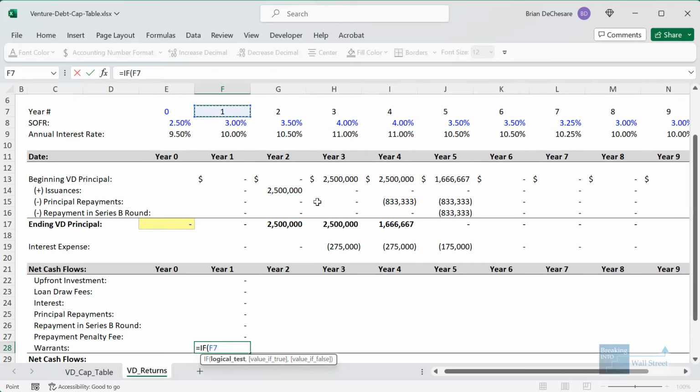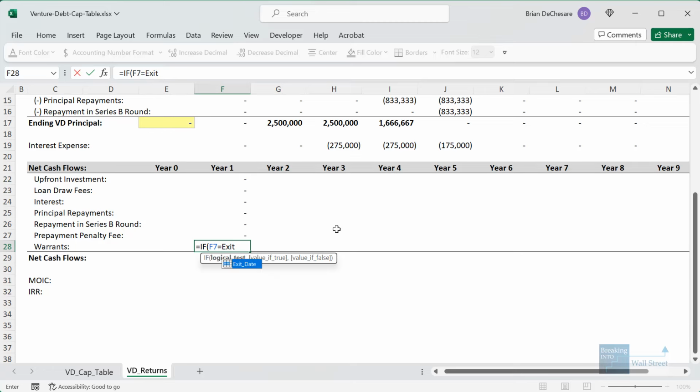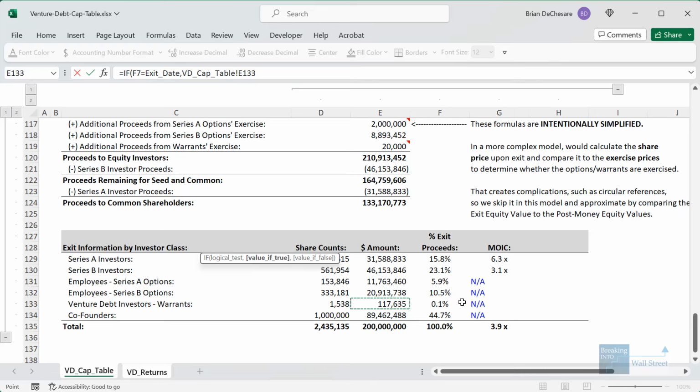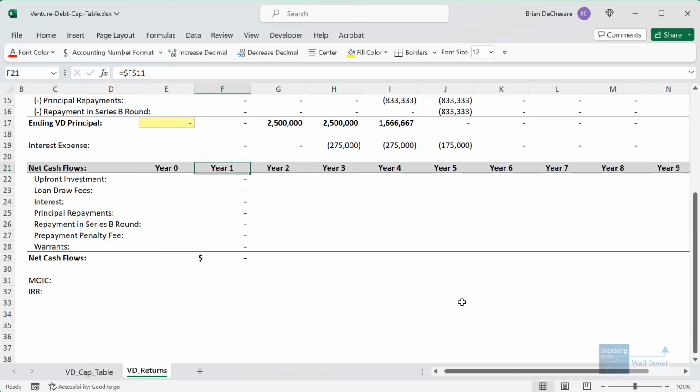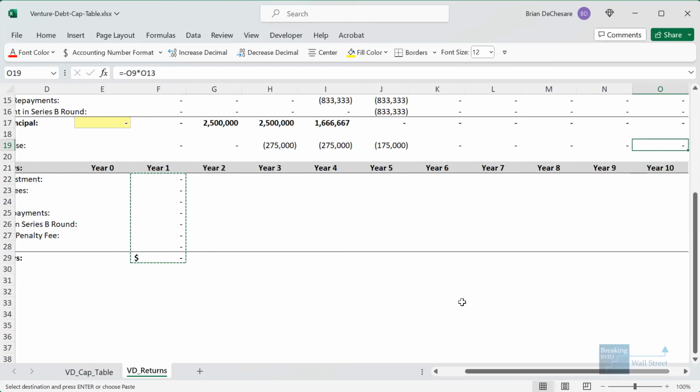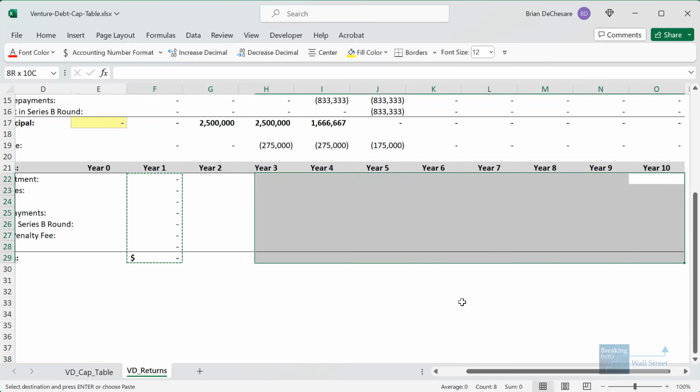And then finally for the warrants, here we have to check the exit date. So let's look at the year number. And if this equals the exit date, then we need to go over to the cap table and get where we calculated the value of the warrants to the venture debt investors after subtracting the amount they paid to exercise the warrants. If we're not on the exit date, this will be 0.